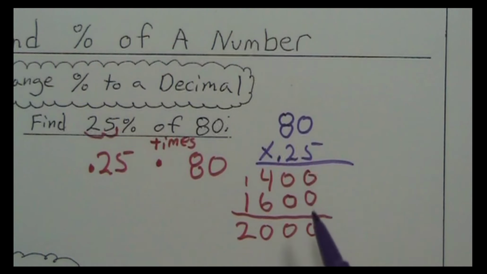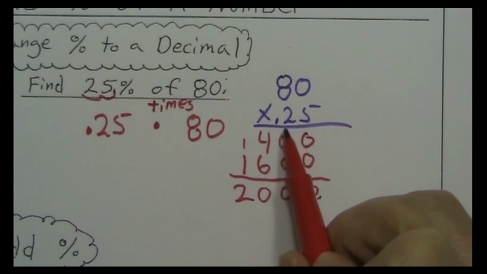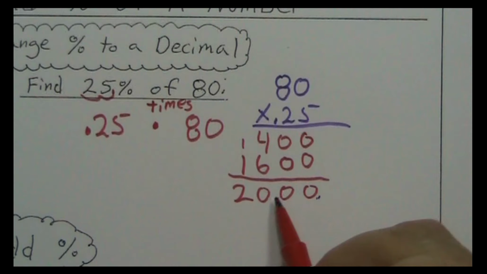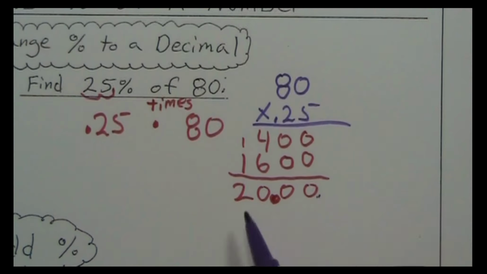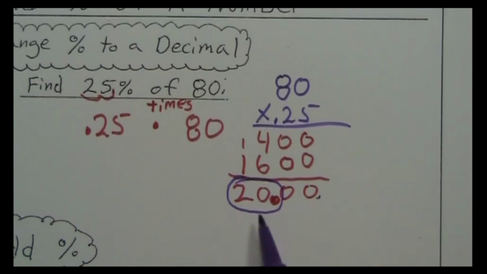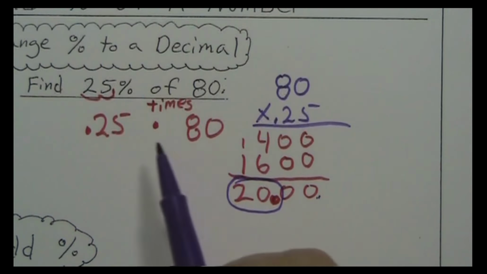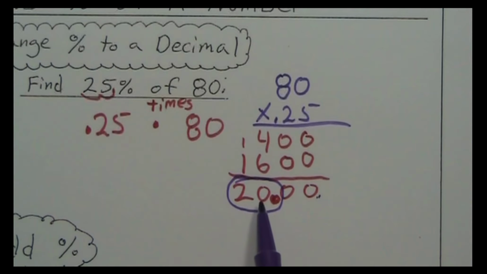Now here's the decimal, over here on the right-hand side. But remember that when multiplying with decimals, you need to move the decimal over 2 spaces. I move it over 1, 2. There is the decimal. The answer is 20.00, or just 20. So 25% of 80 is 20.